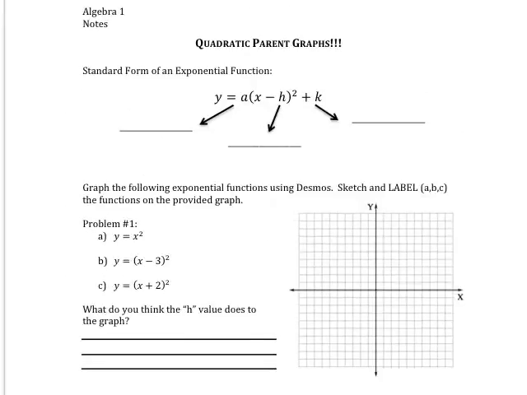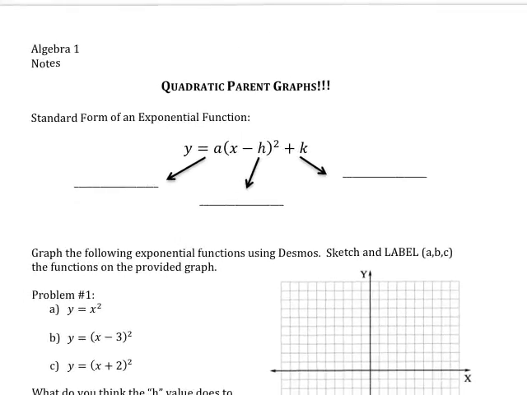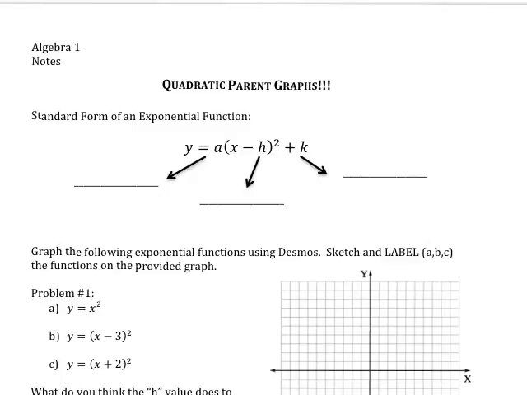Nope, we just have the 2. So we're not going to actually do anything with A. Really, all we need to know about A is that positive A makes my parabola open upward. A negative A makes my parabola open downward. Okay, that's the only thing we're going to learn about A.